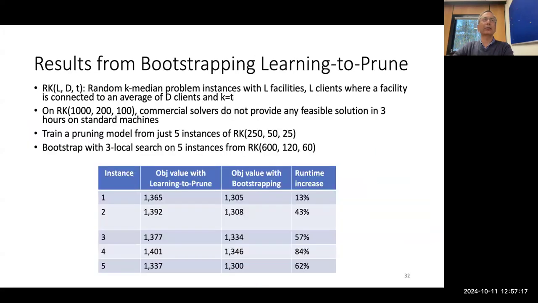So does this bootstrapping technique actually work? So again, going back to the hard non-metric instances of the k-median problem, this time we look at instances with 1,000 clients and 1,000 facilities, and we see that even this bootstrapping actually provides us significantly better results compared to just training directly on the small instances and testing on large instances. Okay, so the bootstrapping allows us to get a much better objective function value.